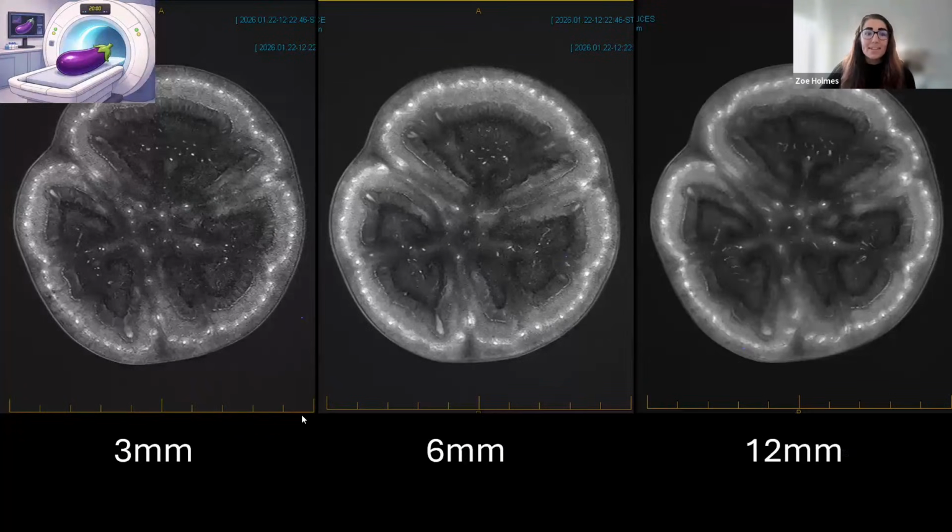So back to Mr. Eggplant. We have some different images here, which is a 3 mm slice, a 6 mm, and then a 12 mm.